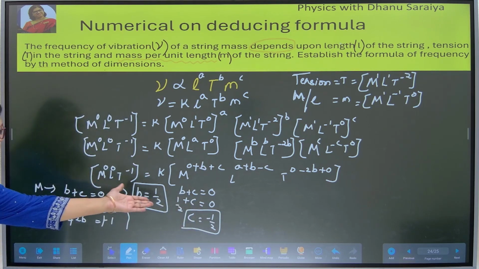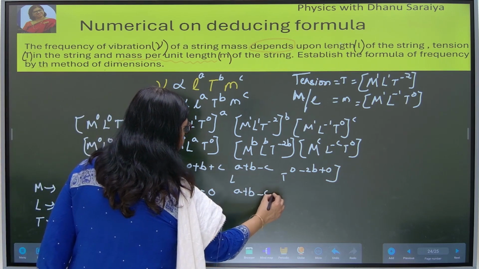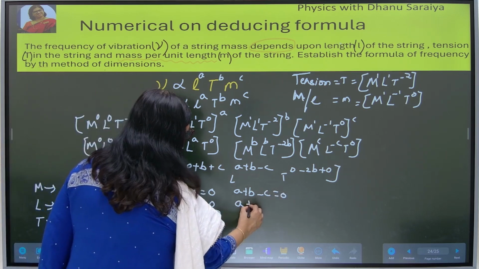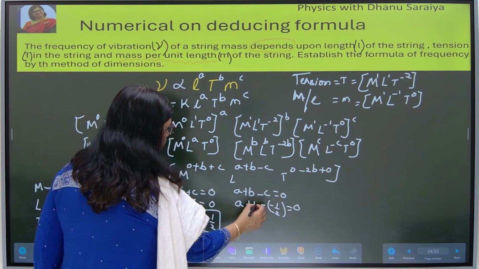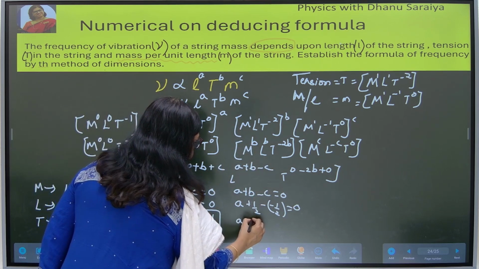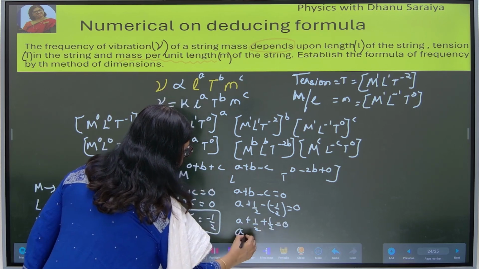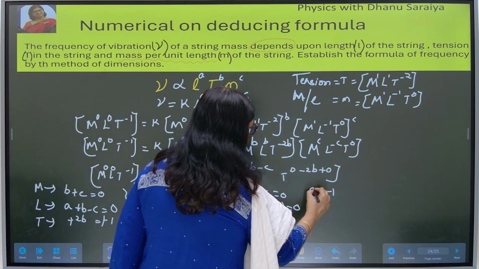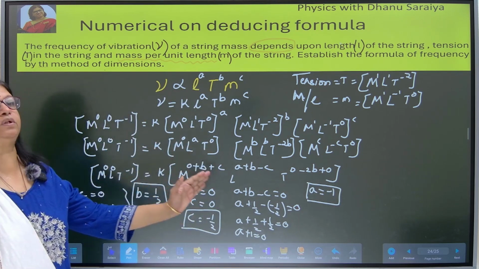Okay. Now B and C I have, I'll get it in A. So what is my equation? A plus B minus C is equal to 0. Let me put B and C. What is my B? Half. What is my C? Negative half. So half minus of minus half, that is half plus half, is equal to 1. So A plus 1 is equal to 0. Therefore, A is equal to minus 1, negative 1. I am ready with A, with B, with C.